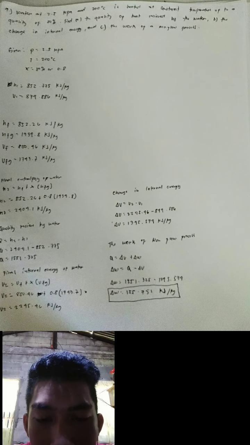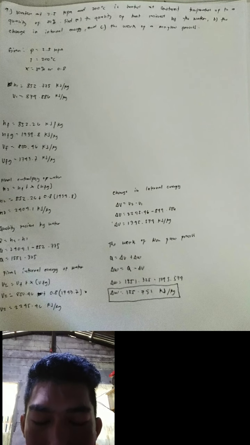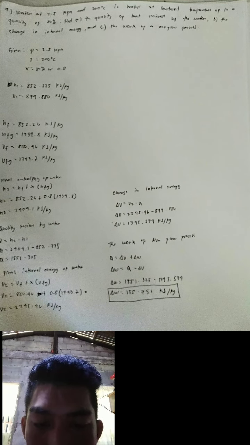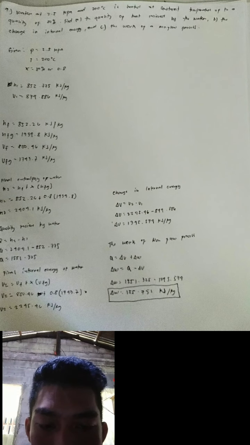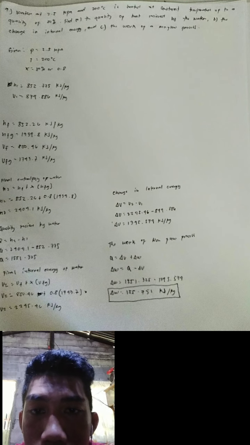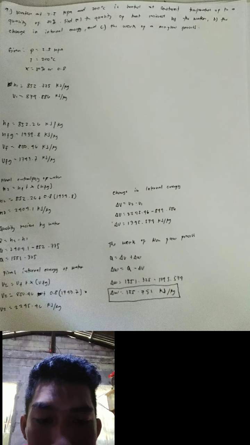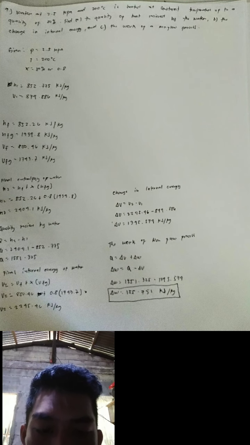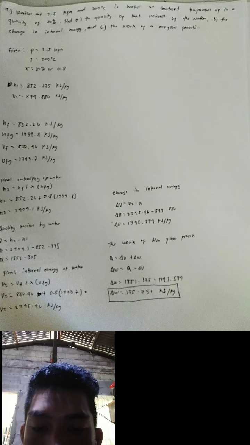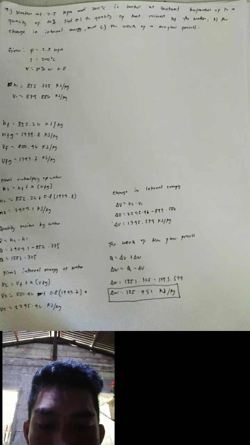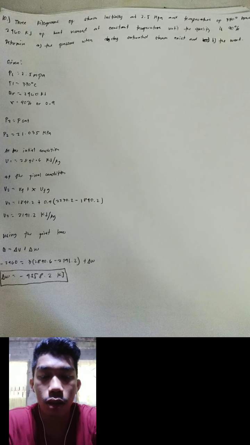For the work of the non-flow process, Q is equal to delta V plus delta W, which is the work. So delta W is equal to Q minus delta V. The value for Q is 1551.325, which we solved first. Then minus the delta V that we just solved, which is 1395.574. So the work for the non-flow process is 155.751 kilojoules per kilogram.